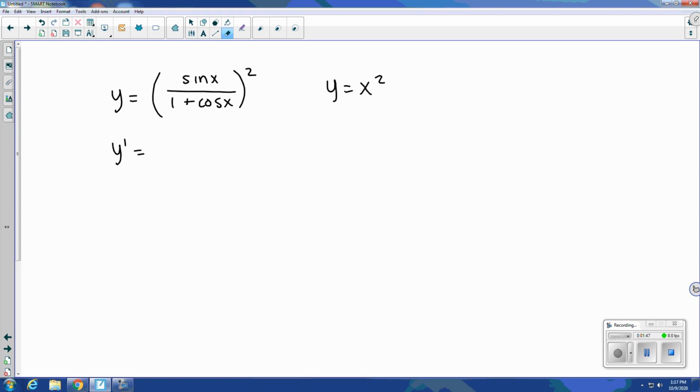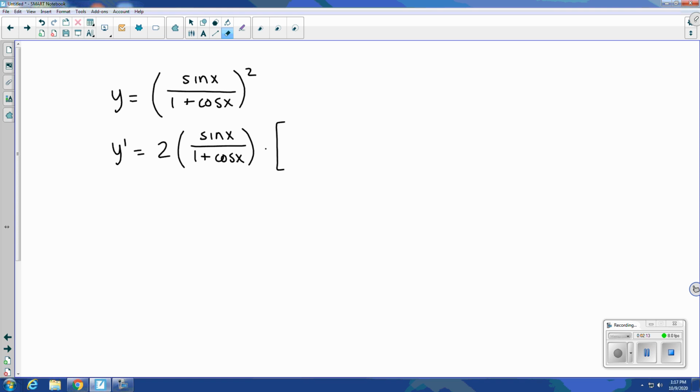Power rule, because we have a power function as the outer function, so we bring that 2 to the front. Keep it composed with the inner function. Subtract 1 from our exponent, so that is derivative of the outer composed with the inner. Then times the derivative of the inner. We see that the derivative of the inner is a quotient, so let's use quotient rule. Quotient rule, I'm going to section this off.